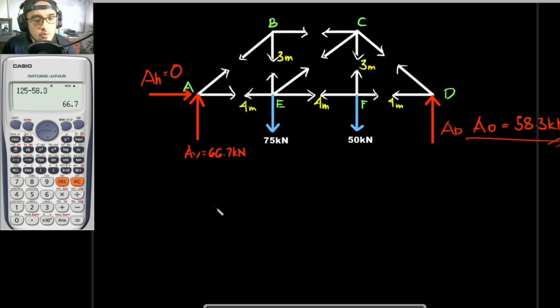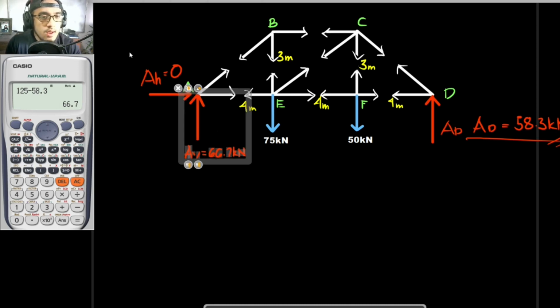Okay, so what would be our next move? Our next move is to compute for the bar forces. Okay, so it would be up to you on where you would start in the method of joints. You can start from here and you can also start from here. In my case, I would want to start in this joint right here going to the right. But once again, it would be up to you. So if I would be choosing this, I would now be drawing this free body diagram here again. So it would be like this.